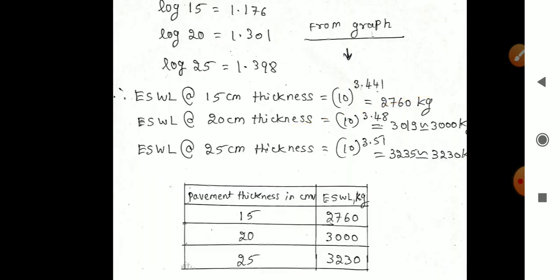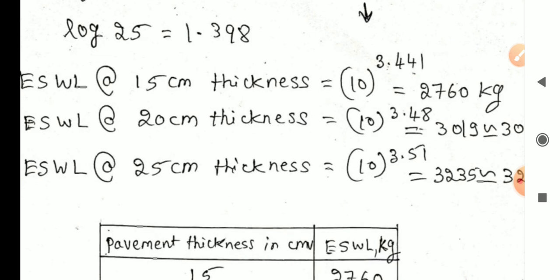So see, 3.441, 3.48 and 3.51. But whatever values we got here are logarithmic values, so we have to convert the logarithm to anti-log. So 10 to the power of 3.441 is 2760 kg, 10 to the power of 3.48 is 3019, and 10 to the power of 3.51 is 3253.